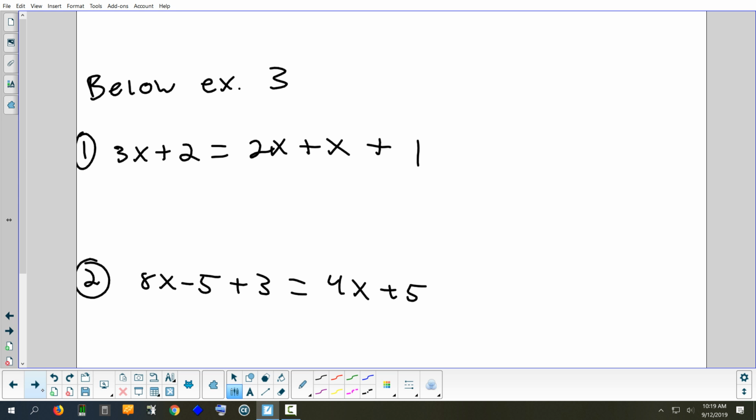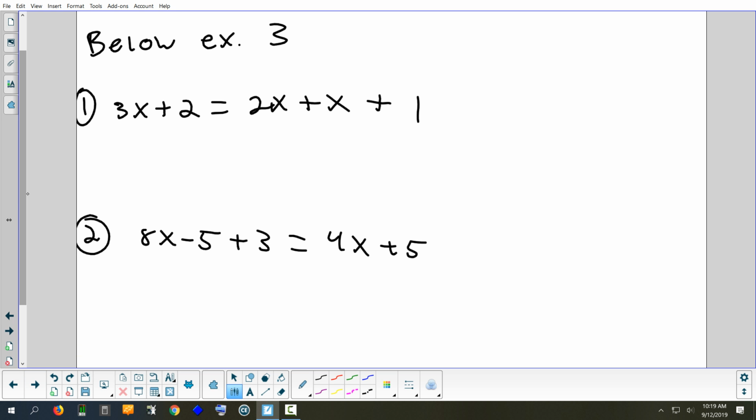No. All right, the last two I want you guys to try. I'm going to fix the numbers on the second one. But just do this below example 3. The first one is fine, so just do that one first. Let me fix the second one.